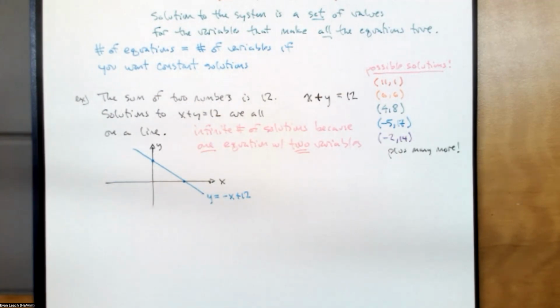There is an infinite number of numbers that add up to 12. Because if I lower one, I just raise the other one, balance everything out. And they all show up on this line. Any questions?